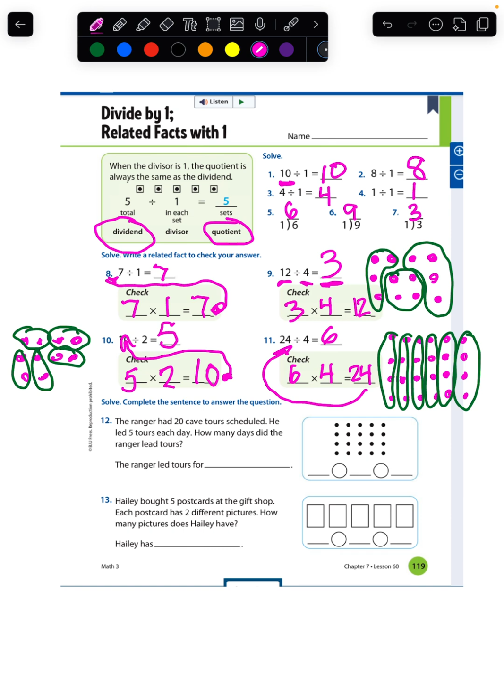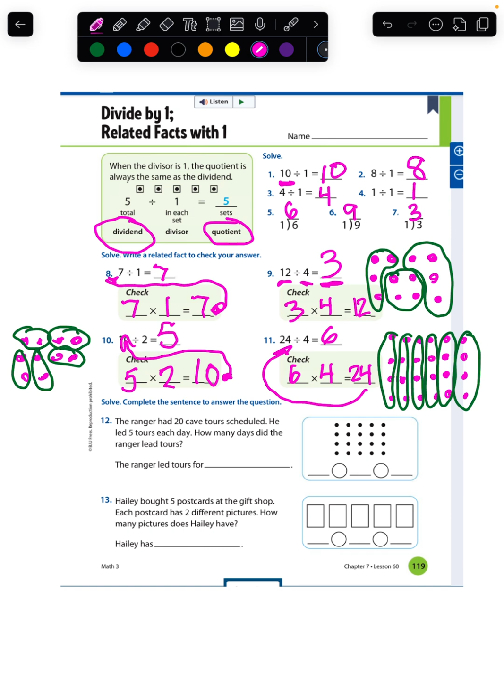All right, let's look at the directions for number 12. Solve, complete the sentence to answer the question. The ranger had 20 cave tours scheduled. He led 5 tours each day. How many days did the ranger lead tours? Well, let's take a look at it. I know that he had 20 cave tours scheduled, and he led 5 each day.